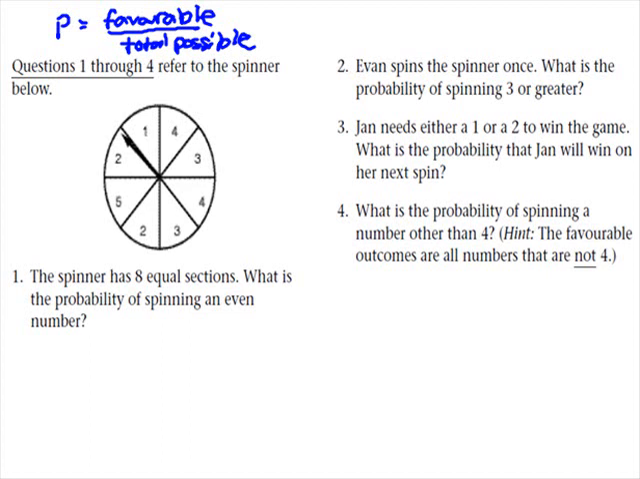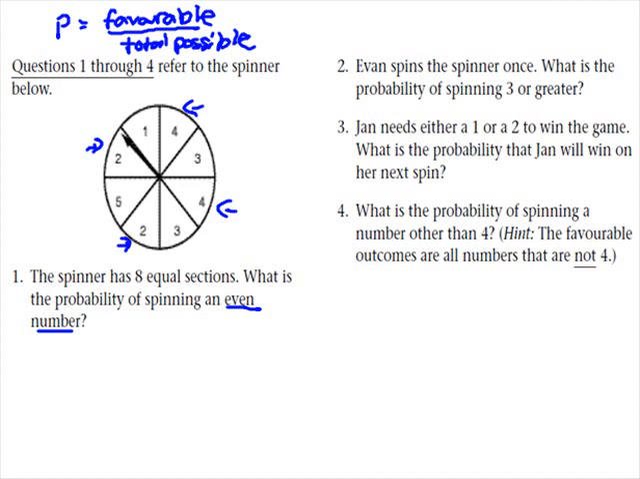In this question, they use a spinner. The spinner has 8 equal sections. What is the probability of spinning an even number? Well, our favorable outcomes here will be any number that's even. So a 2 or a 4.